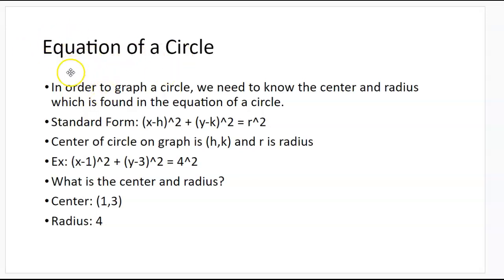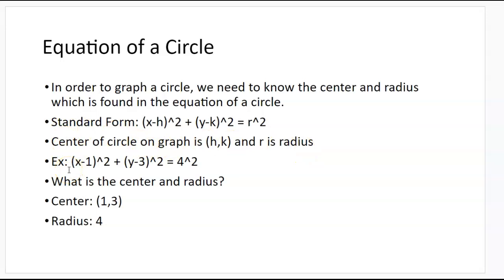The equation of a circle. So the equation of a circle is what we use to graph the circle. In order to graph it, we need to know the center and radius, which is found in the equation of the circle. So the standard form is (x - h)^2 + (y - k)^2 = r^2. The center of the circle on a graph is (h, k), which is found in the standard form, and r is the radius.